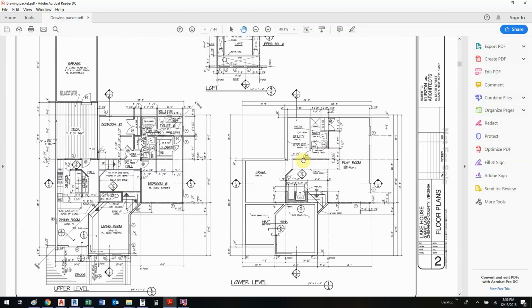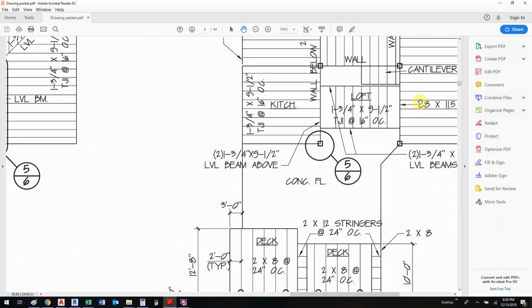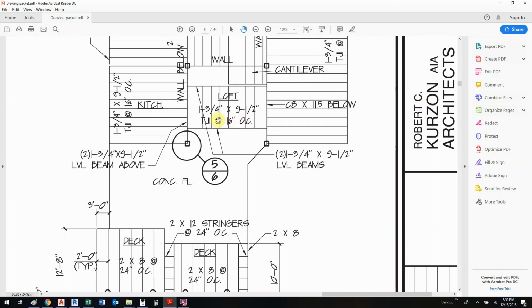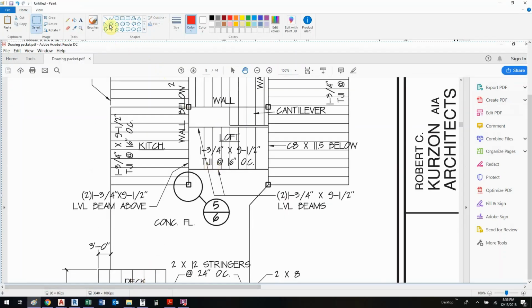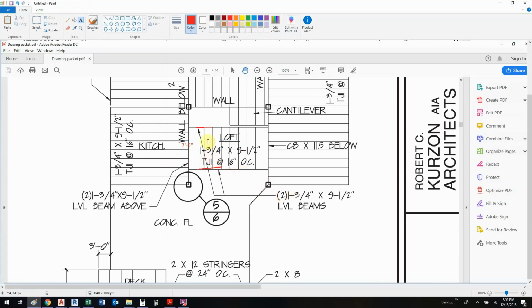So let's go down and find our loft here on the framing plan, and we have a loft here, and all of these are going to go from here to there, which we said was 7 feet, right? However, look at these arrows going down through here. We have not 1 but 2 LVL beams on this side and 2 LVL beams on this side.